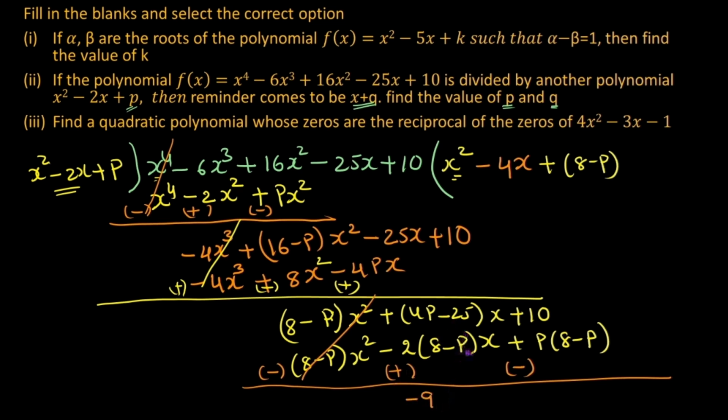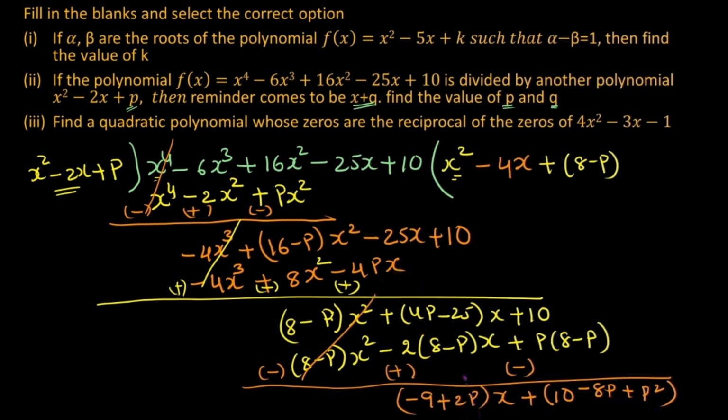Minus 9. P, if you take it, here we have the minus 2P. This is a plus 4P, okay. So, plus 2P will be there, right? Okay, plus 2P x, okay, plus, if you take the constant as 10 here, and here this is a minus, right, minus 8P. So, minus minus plus P square, okay. So, finally, we got the remainder, minus 9 plus 2p into x plus 10 minus 8p plus p square, we got it, okay.